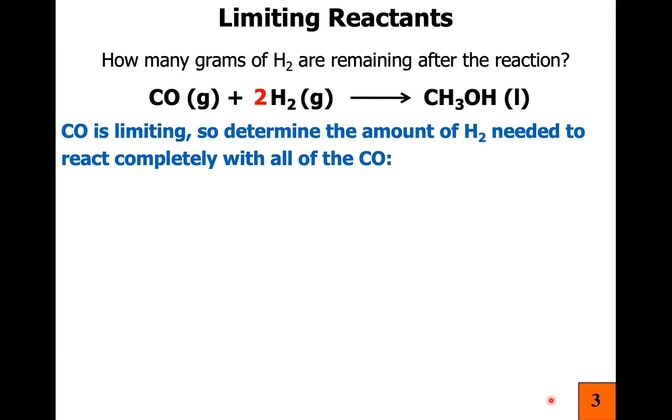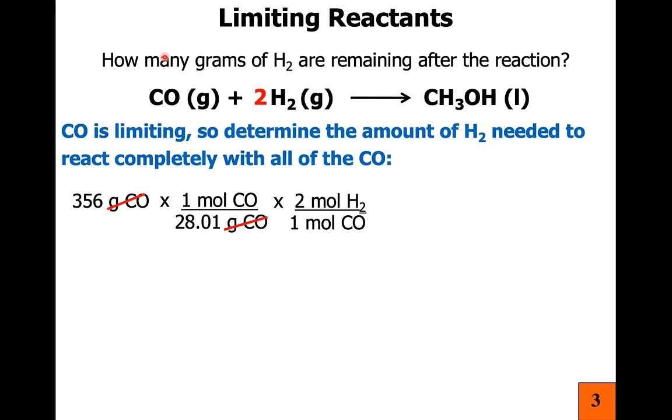Let's do the second part of the calculation. And we're going to figure out, so carbon monoxide was the limiting reagent. Let's figure out how much hydrogen it would take to react with all of this. So 356 grams of carbon monoxide, convert carbon monoxide to moles. Now we use the mole ratio, 1 carbon monoxide to 2 hydrogens. And finally, let's go ahead and convert that to mass. Okay, and what we get out is 51.3 grams of H2.